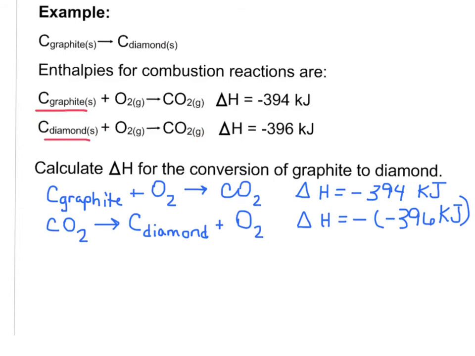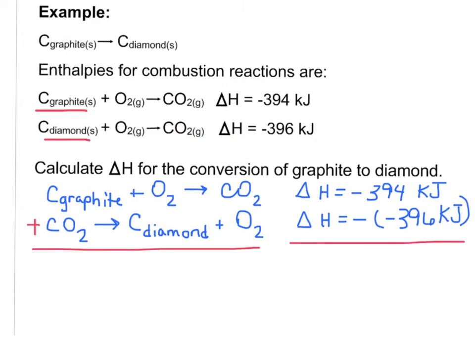So here I wrote that out. Basically I just rewrote that reaction right there with the enthalpy change written out to the right. And then I reversed this reaction. I said CO2 going to oxygen and diamond. Here's diamond and oxygen, right? Carbon is diamond. And I'm going to have to reverse the sign of that enthalpy change. So my delta H here will be negative of the negative 396 kilojoules.